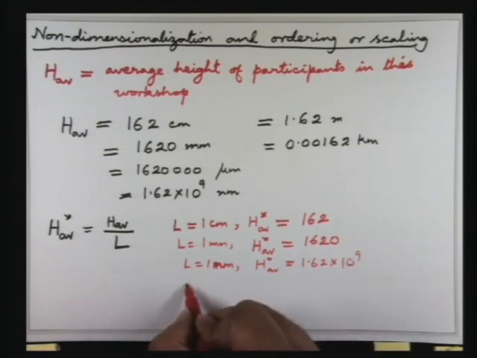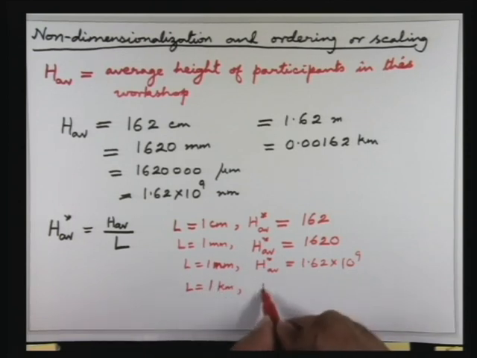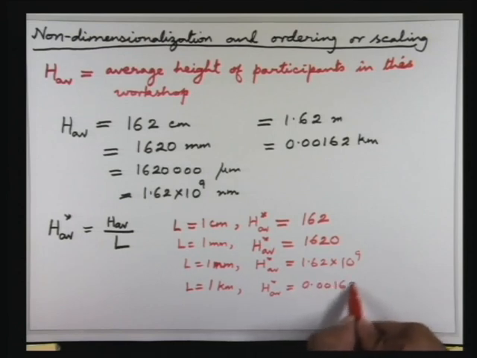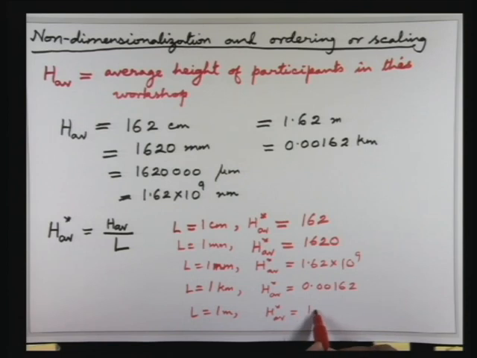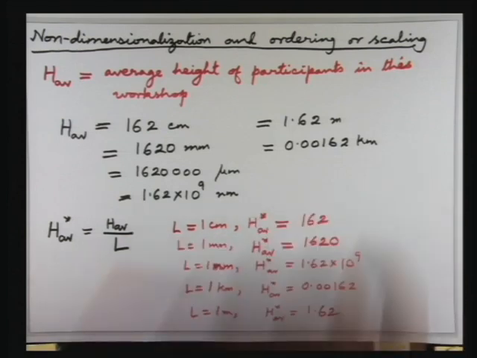On the other hand, if I take L to be say 1 kilometer, then the average value will be 0.00162, and if I take L to be 1 meter, then H star average is equal to 1, sorry, 1.62. So all these are non-dimensional numbers. If I ask you which one is order 1, you will say the last one. The others are huge because you have taken different scales. Now, what is the appropriate scale?